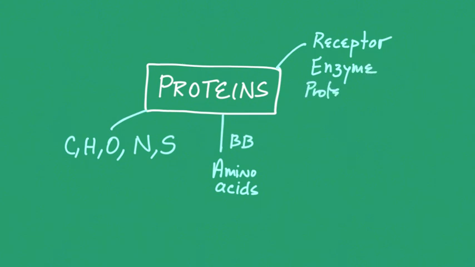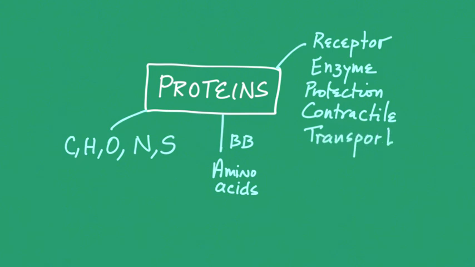So we have receptors, which are found on membranes, enzymes such as lactase, protective proteins such as antibodies, contractile proteins found in the muscle, actin is an example, transport protein, which is hemoglobin, which transports oxygen and carbon dioxide, structural proteins such as keratin that is found in hair.